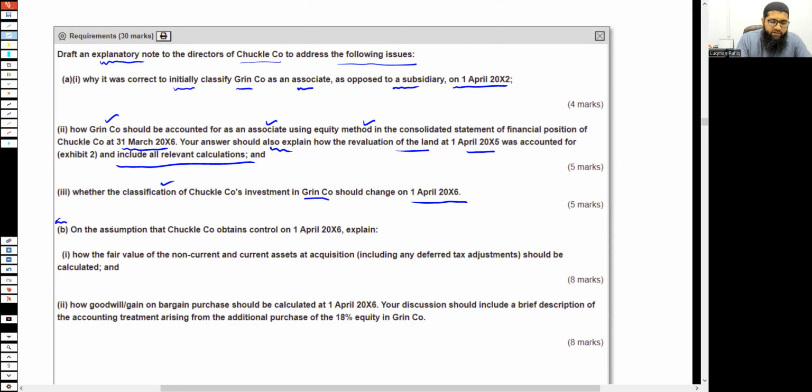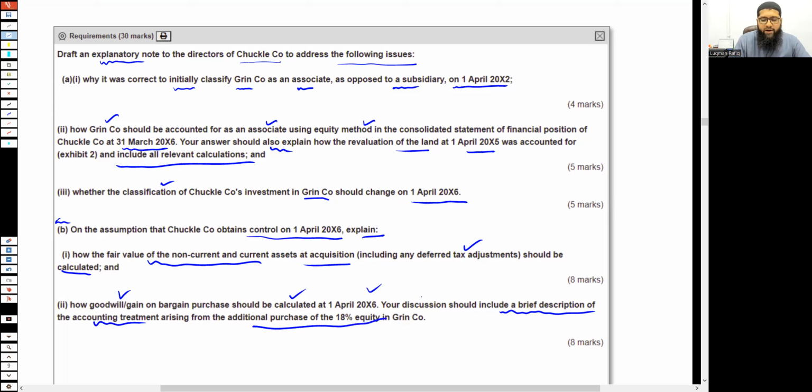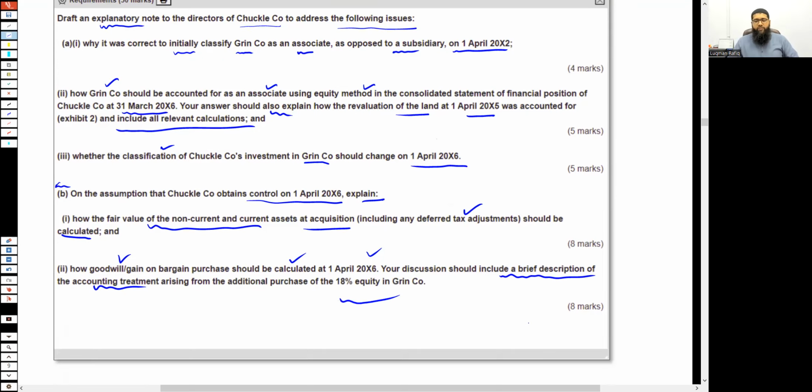Then there is part B, on the assumption that Chuckle obtains control on 1st April 6. Explain how the fair value of non-current assets and current assets at acquisition, including any deferred tax adjustment, should be calculated, and how goodwill or gain on bargain purchase should be calculated at 1st April 6. Your discussion should include a brief description of the accounting treatment arising from the additional purchase of equity investment in the Green Company. Now, this is a question that has multiple parts.